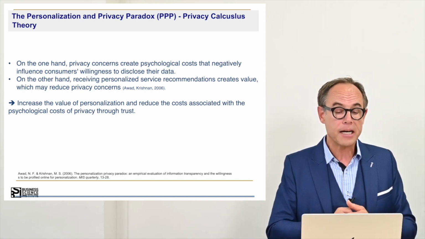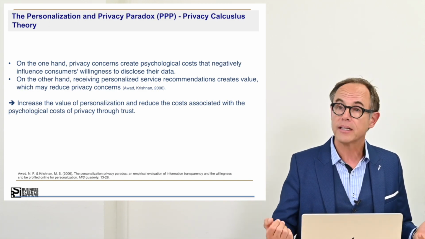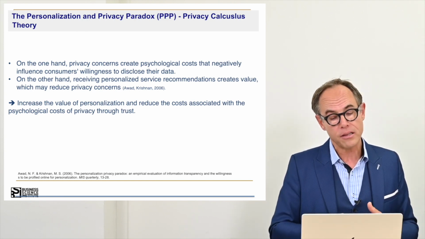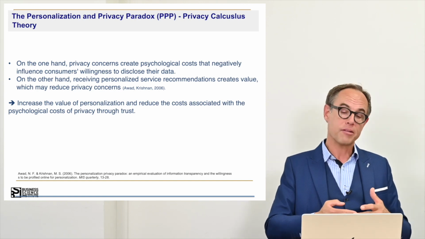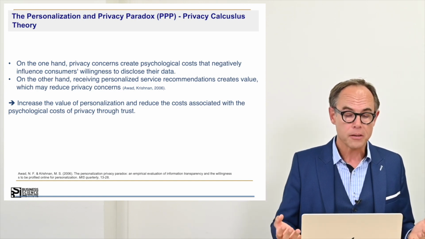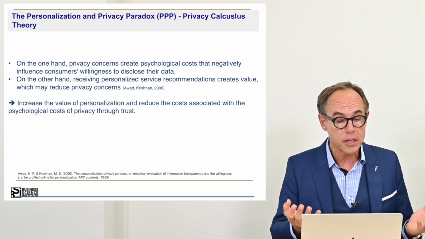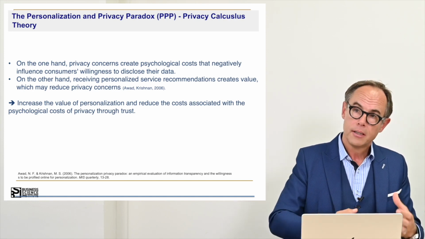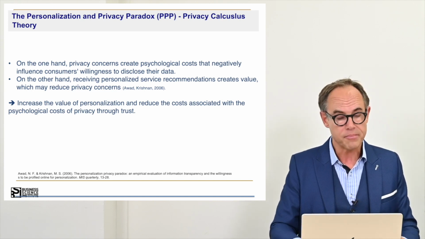Because on the one hand, privacy concerns create psychological costs that negatively influence consumers' willingness to disclose data. On the other hand, receiving personalized service recommendations creates value, which might reduce privacy concerns. So the increase of personalization and the reduction of cost associated to psychological cost of privacy concerns through trust should increase well-being and should increase positive outcomes.